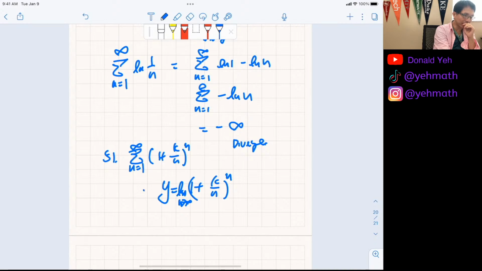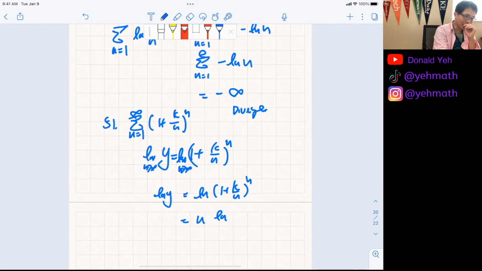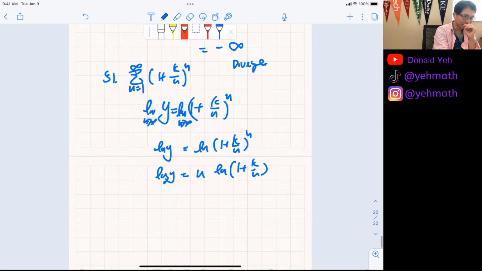In this case, take the limit as n approaches infinity. Natural log of y equals natural log of (1 plus k over n) to the n, and that's going to be n in the front times natural log of 1 plus k over n. Now this one is going to need L'Hopital's rule. Sorry, I did something wrong, it's u prime over u. So what is u prime here? Negative 1 over n squared.